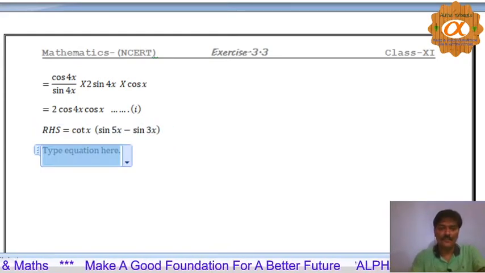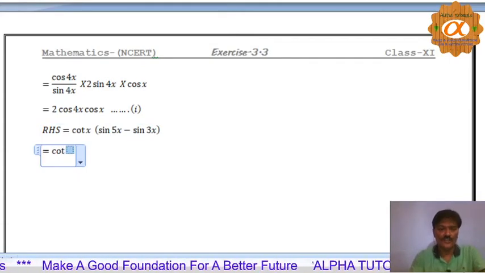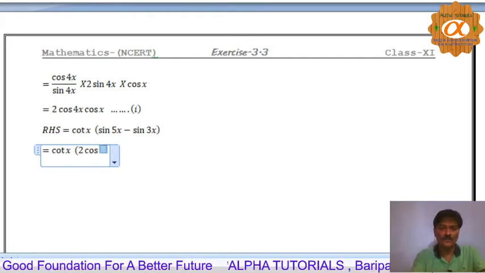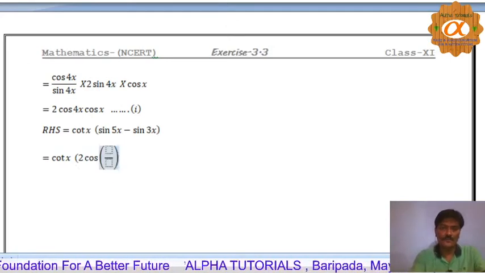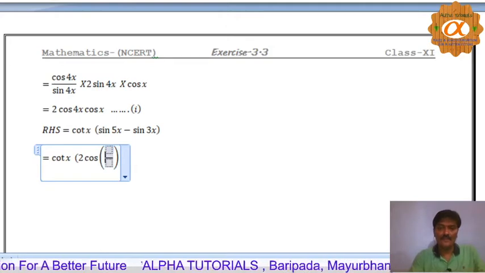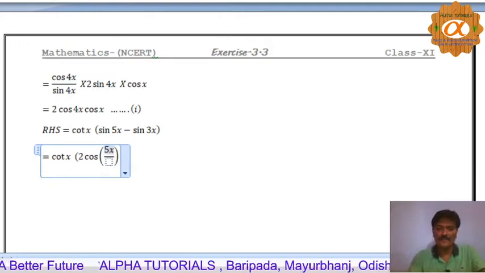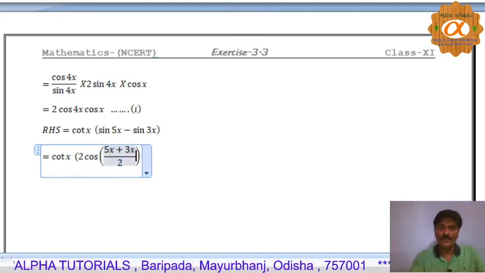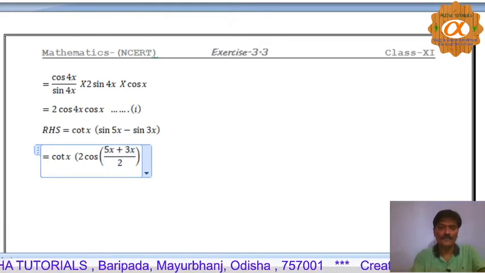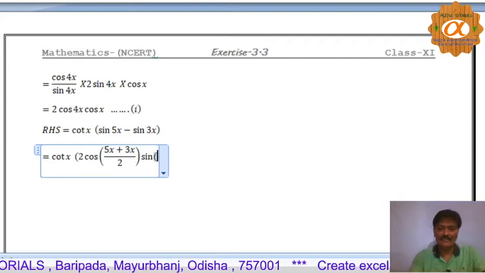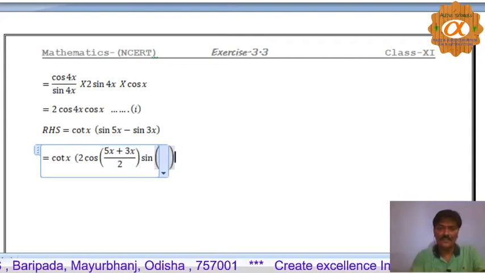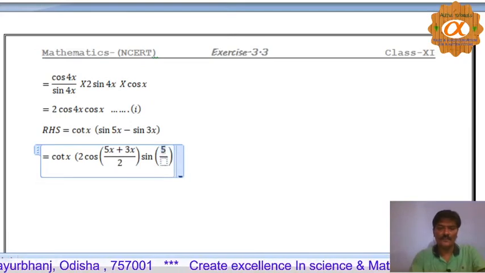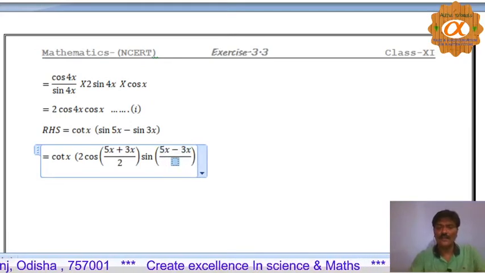Again applying the formula, now it is cot x of sin A minus sin B. It becomes 2 cos (A plus B) by 2, sorry, that means 5x plus 3x by 2, multiplied by sin (A minus B) by 2, and it becomes sin (5x minus 3x) by 2.